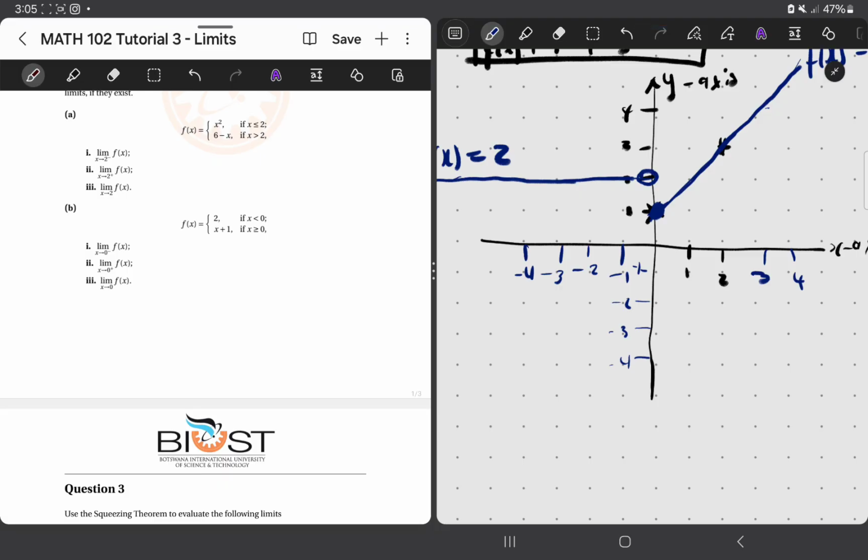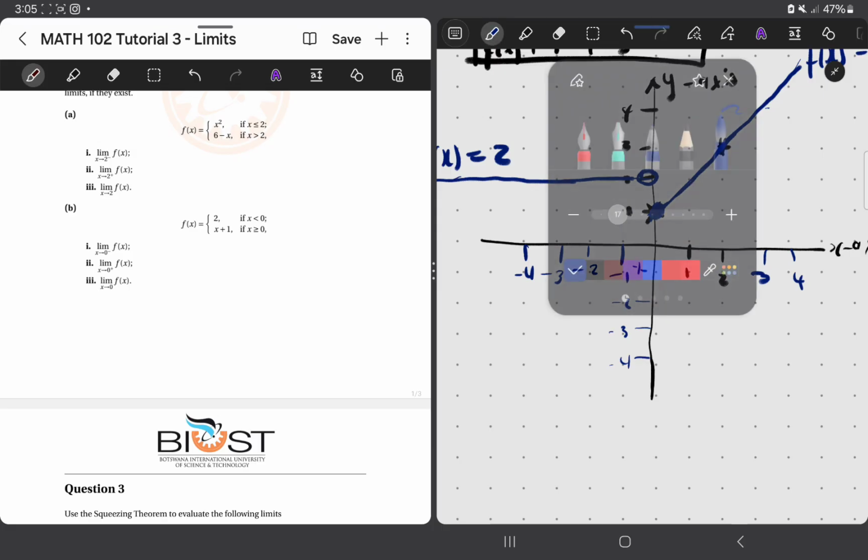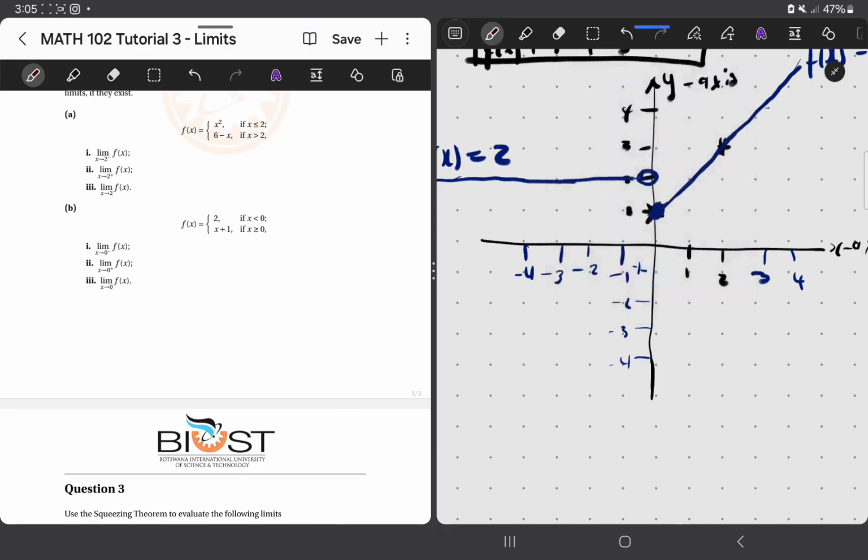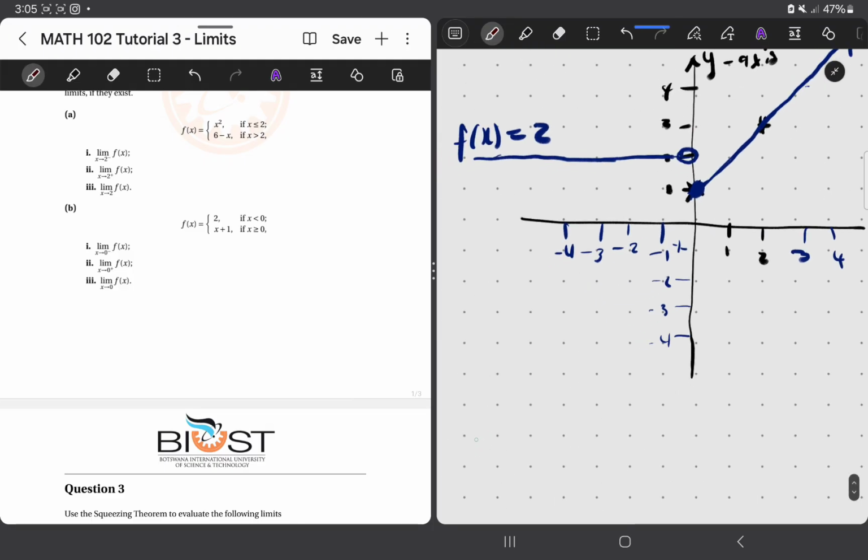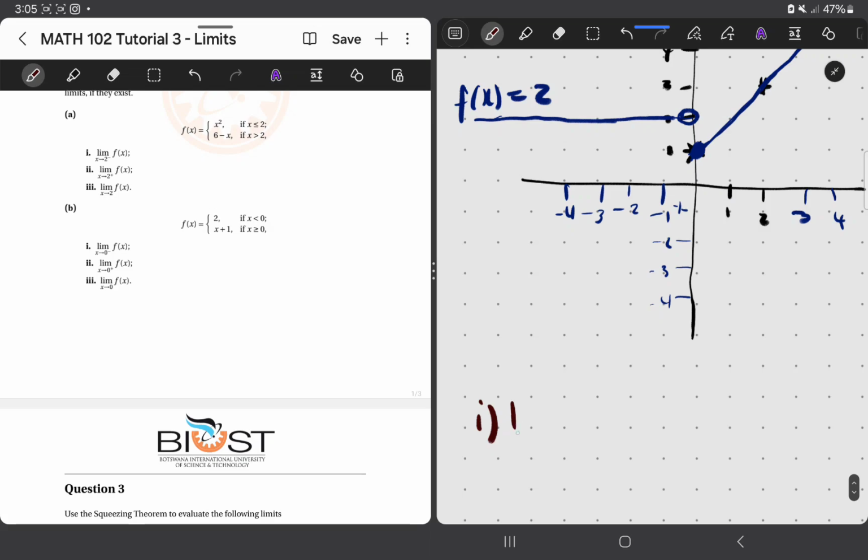Now let's see what limit we are approaching. Are we approaching the same thing? If I'm coming from the left, what y value am I going towards? I'm going towards a y value of 2. So I can say the limit for part I, the limit as x goes towards 0 from the left of f of x is just 2.